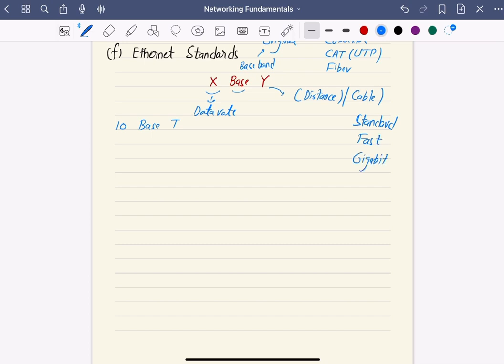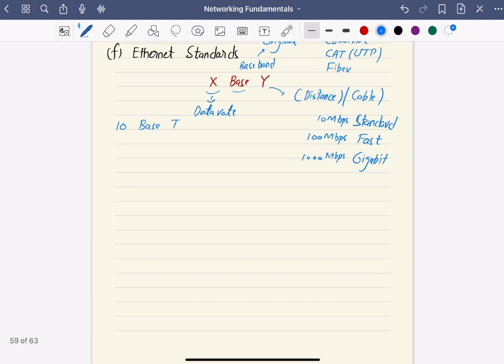Standard Ethernet is basically 10 Mbps. If your data rate is 10 Mbps, that is standard Ethernet. Fast Ethernet is where you get up to 100 Mbps. Gigabit Ethernet is 1000 Mbps or 1 Gbps. And we know that in Ethernet there is a possibility we can achieve up to 40 Gbps. Okay, so let's come back to the standard.